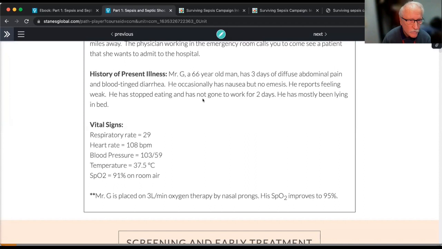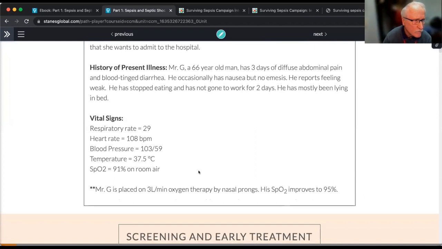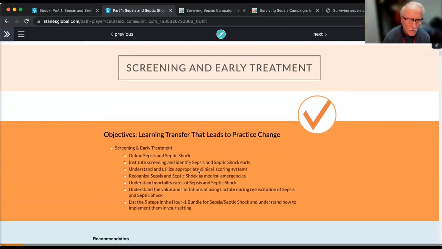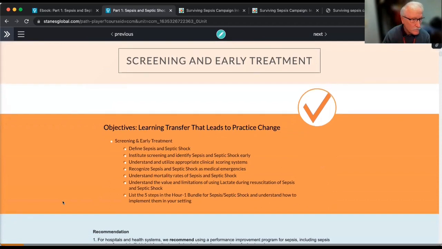So this is the case we'll be discussing throughout today's session as well as Friday's session. So the first section we mentioned was screening and early treatment. We have some objectives. We like to talk about learning transfer that leads to practice change. So our objective is not just learning this material, but actually changing our practice so that we take better care of our patients. So for screening and early treatment, we want to be able to define sepsis and septic shock. We want to institute screening and identify it early. We want to understand and utilize appropriate clinical scoring systems, recognize sepsis and septic shock as medical emergencies, understand mortality rates in sepsis and septic shock, understand the value and limitations of using lactate during resuscitation, and list the 5 steps in the Hour 1 bundle for sepsis and septic shock, and understand how to implement them in your setting.